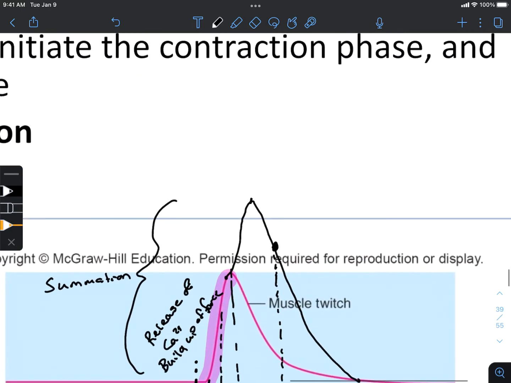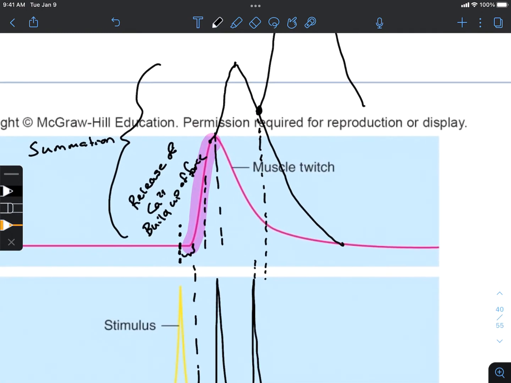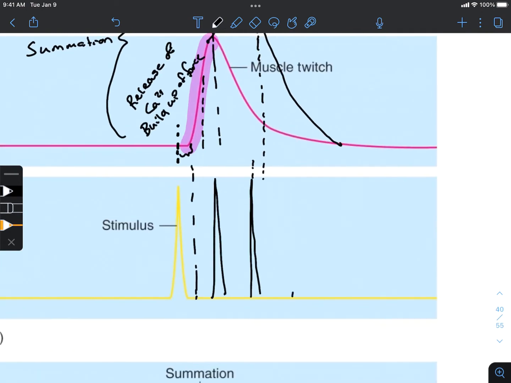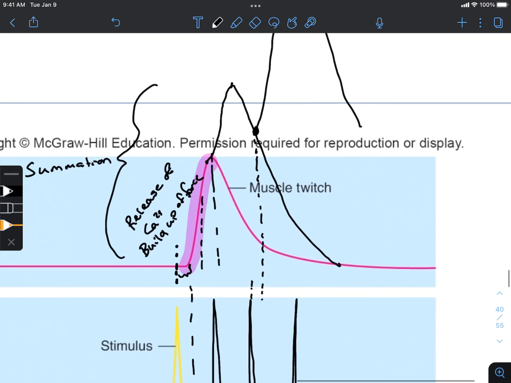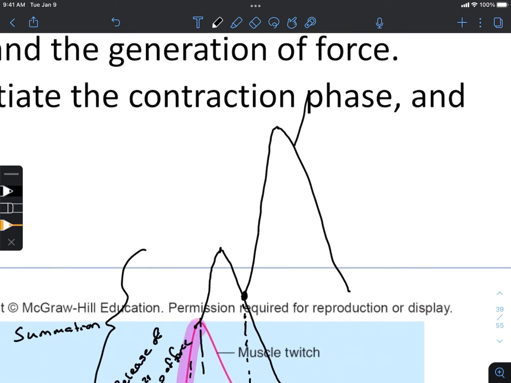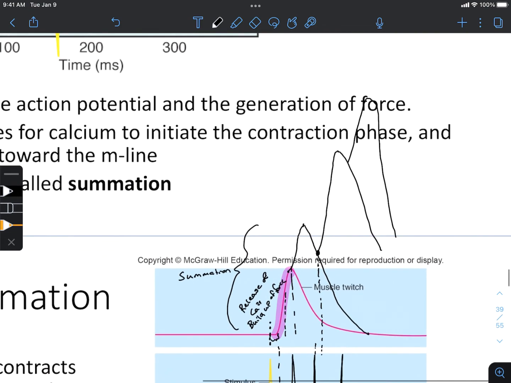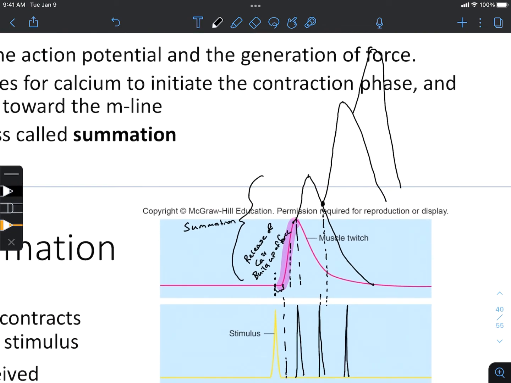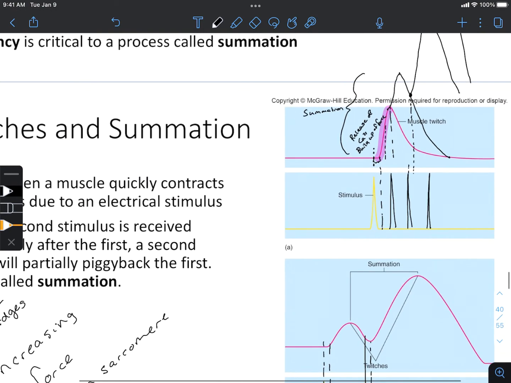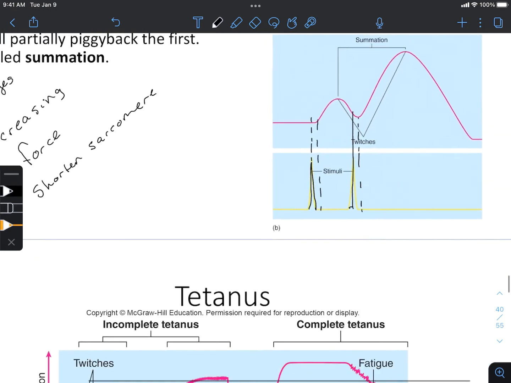And so now we're going to build, once again, adding one twitch on top of another, like so. And then if I add another action potential, again, more force. Sorry, ugly twitch. But you can see that I'm increasing the force that is being generated by increments. Now I will eventually reach a point at which I can generate maximum force. So what does that look like?